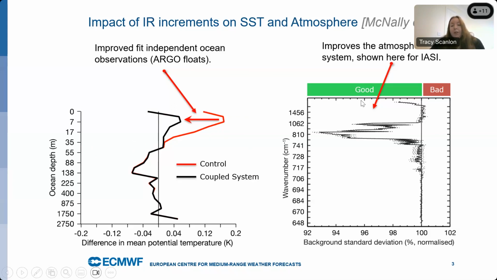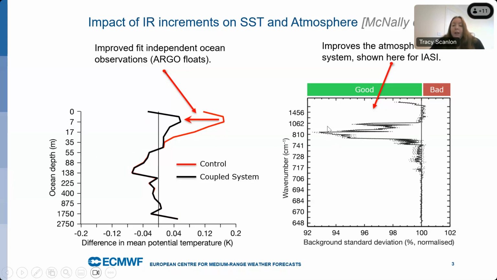In addition, it's also improving the atmospheric side. So here we're showing the background standard deviation normalized between the two experiments, with the control being the 100%, and the black line shown here being the change in the standard deviation of the departures. And these are all for ISDA.